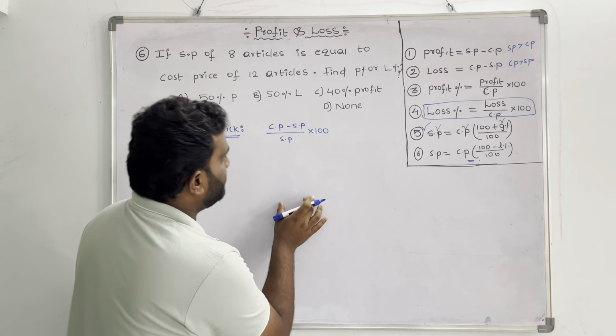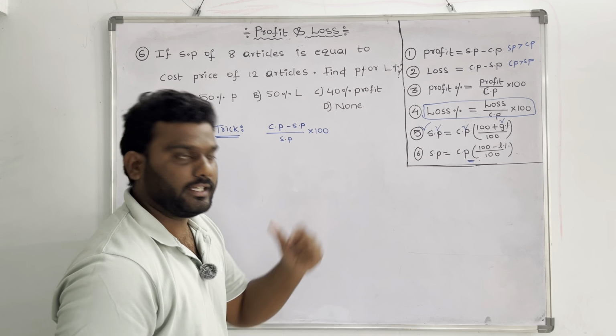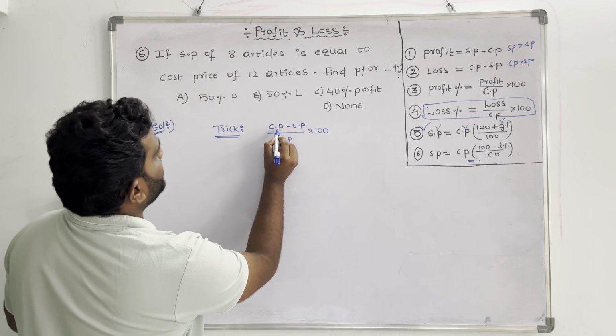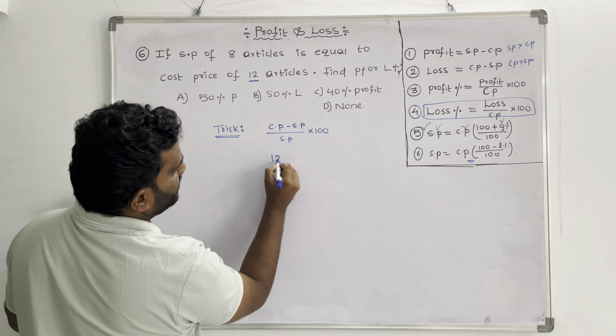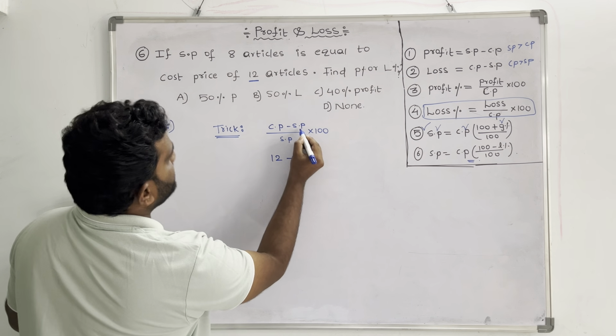If it is a negative number, then that is loss. I'll tell you how. See, cost price. Cost price of 12 articles is given. Take this number. Only take that cost price article number. And what is the selling price article number?